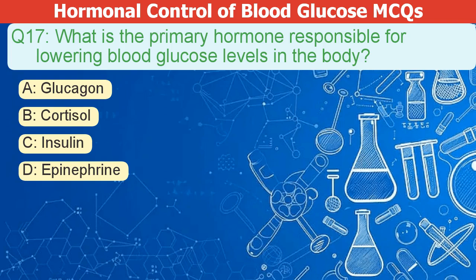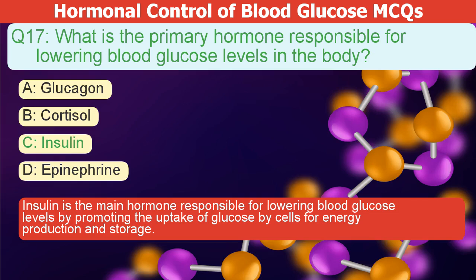What is the primary hormone responsible for lowering blood glucose levels in the body? A. Glucagon. B. Cortisol. C. Insulin. D. Epinephrine. The correct answer is C. Insulin is the main hormone responsible for lowering blood glucose levels by promoting the uptake of glucose into cells for energy production and storage.